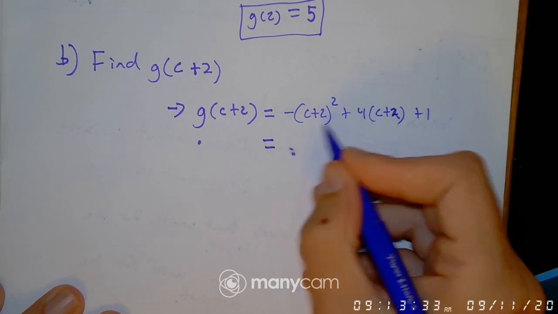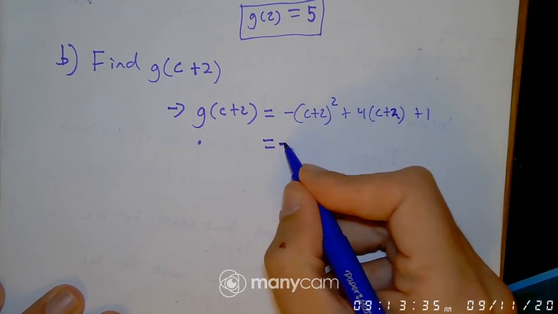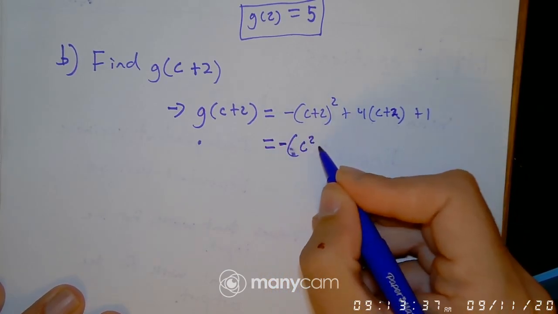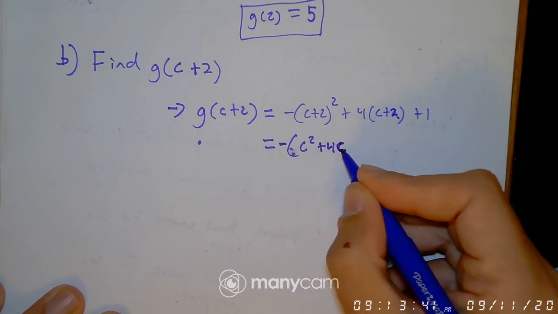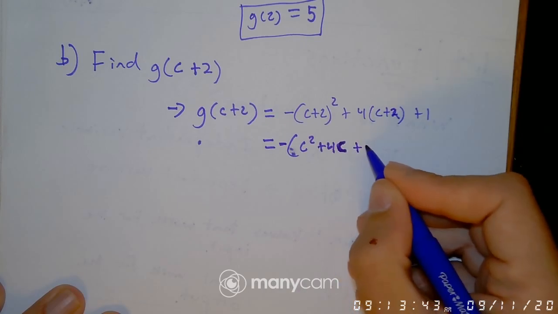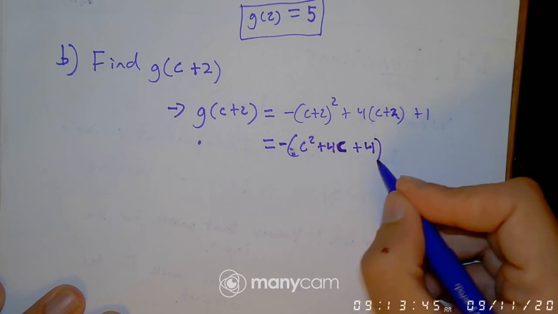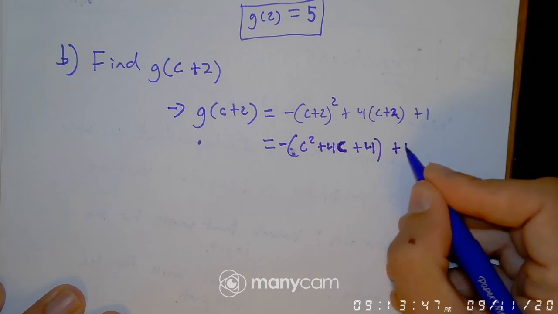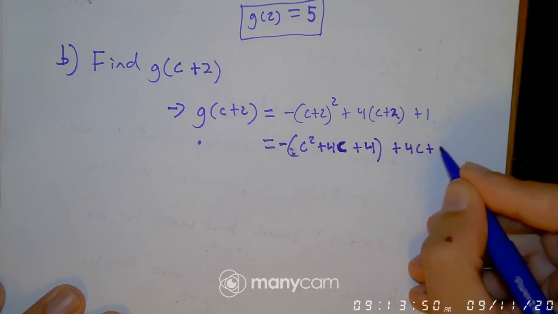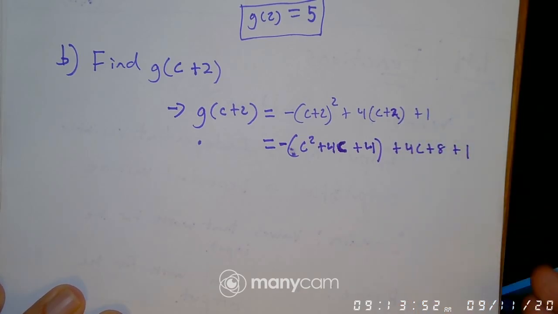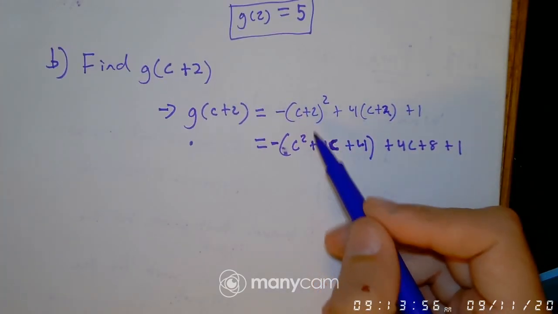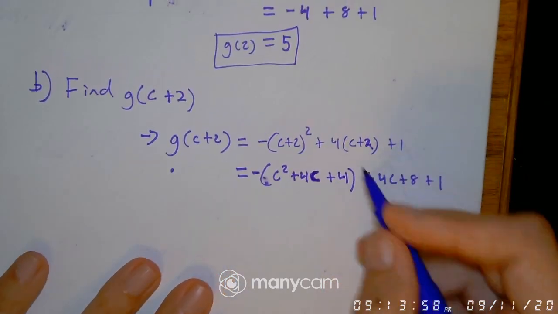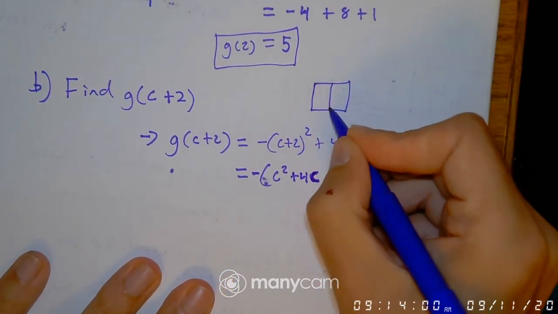So taking a look at this, I need to square this. So that's going to be c squared plus 4c plus 4 plus 4c plus 8 plus 1. If you're not being able to do perfect squares super quick, just remember the old school way.